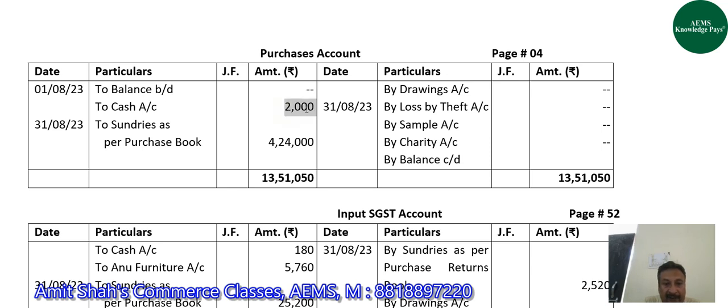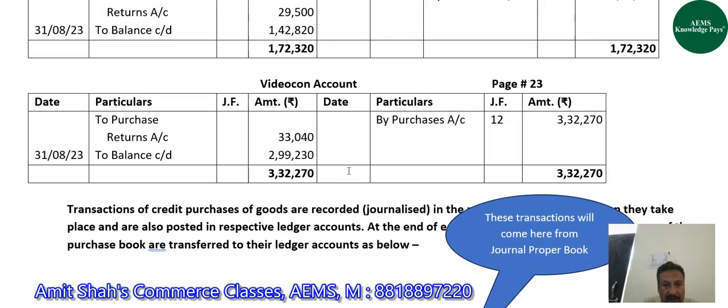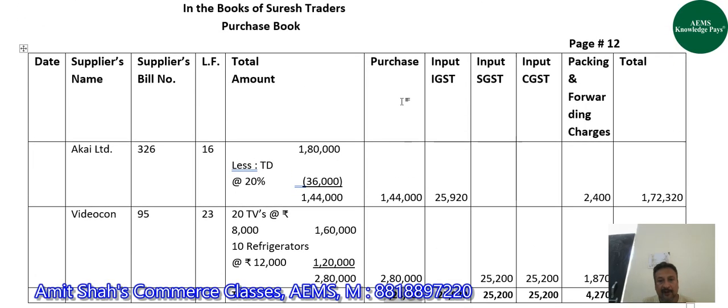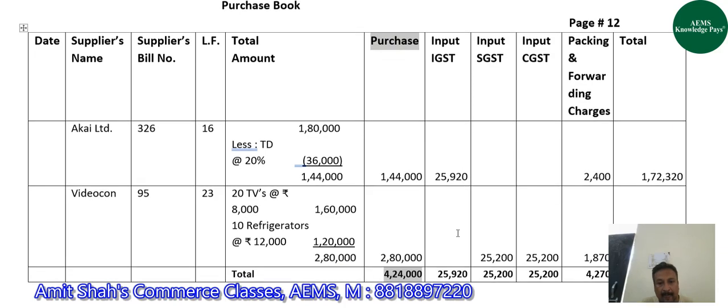Yeah, we had a cash purchase of 2,000. We purchased some TV cables, if you remember. And this total is coming from the purchase book, 4 lakh 24,000. That is from here, the total of the purchase column.